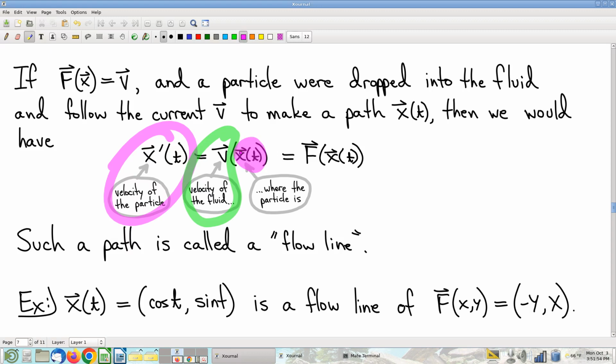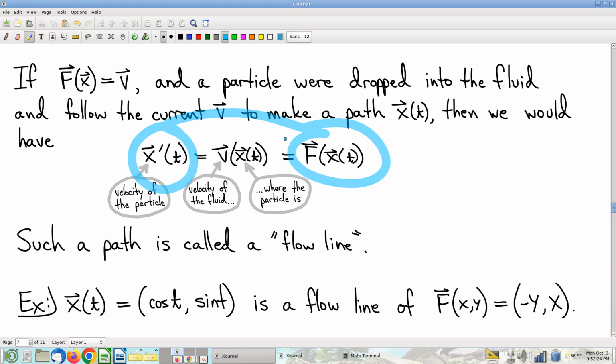Right? So if at some moment t, you are at location x of t, whatever the velocity of the fluid is at that location x of t, that velocity is what your particle velocity, x prime, needs to be. And then don't forget, if this is a case where the vector field represents the fluid by way of its velocity, then the velocity is the same as f, and altogether what we get is the appropriate differential equation for the flow lines: x prime is f of position x.